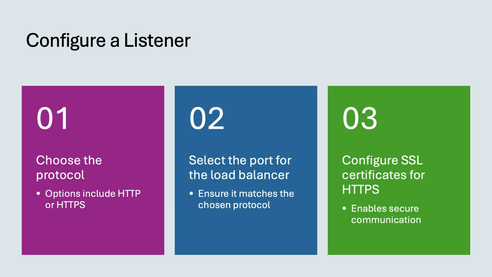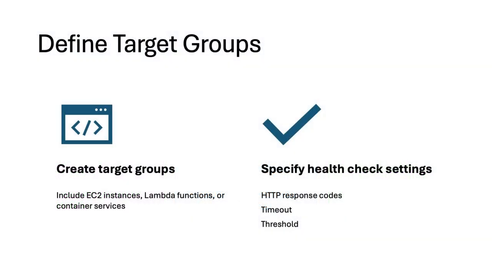To configure a load balancer, choose the protocol, HTTP or HTTPS, and port. For secure communication, configure SSL certificates for HTTPS traffic. To create target groups, include your EC2 instances, Lambda functions, or container services. Specify health check settings like HTTP response codes, timeout, and threshold for the load balancer to assess the health of each target.